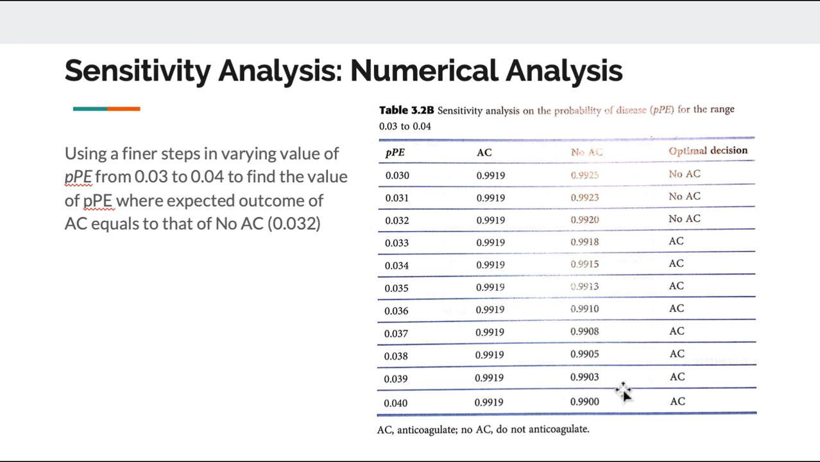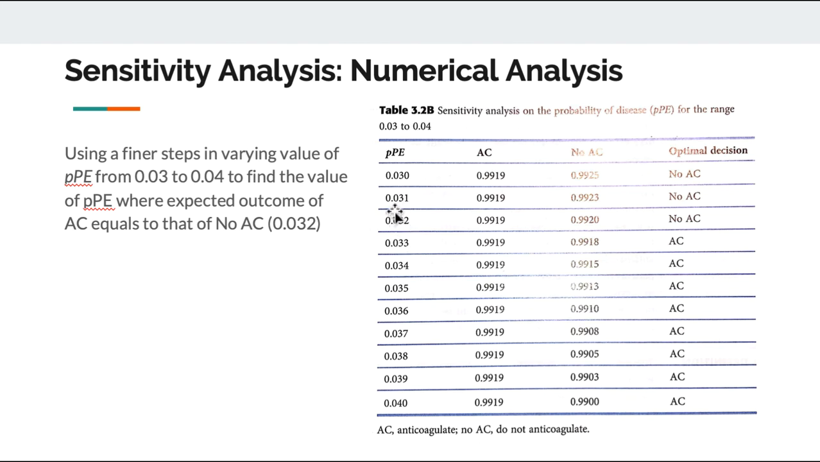So we use a final step in varying the values of PPE from 0.03 to 0.04 to find the value of PPE where the expected outcome of the AC option equals that of the no AC option. So let's look at the table. The value of PPE varies from 0.03 to 0.04, and the step here is much smaller, equal to 0.001.